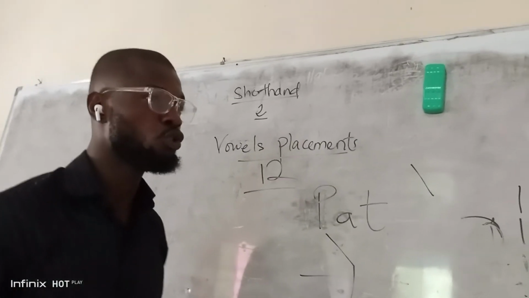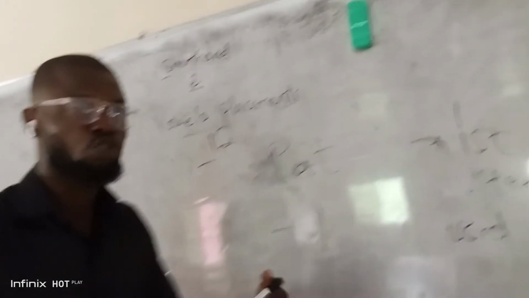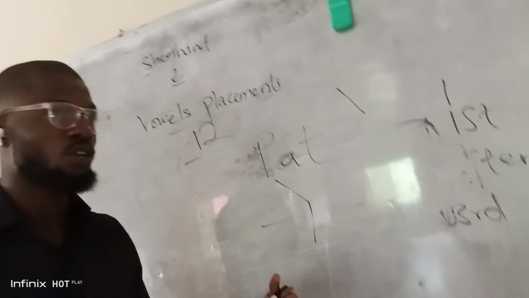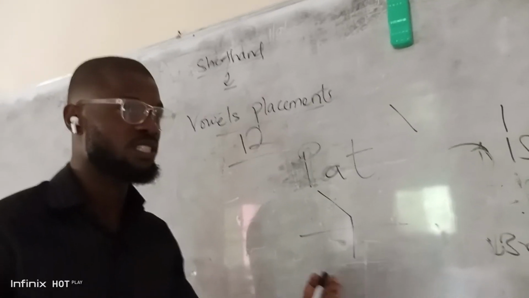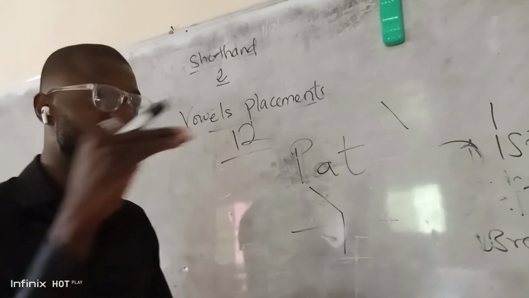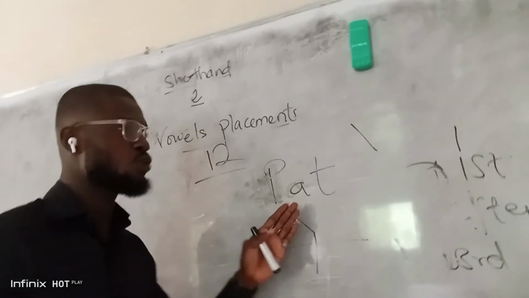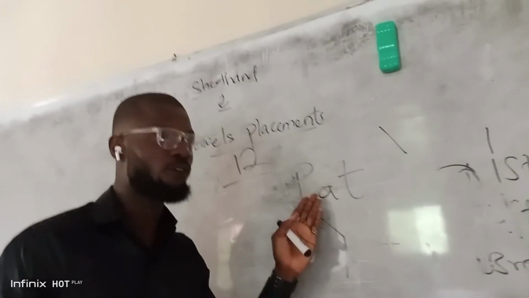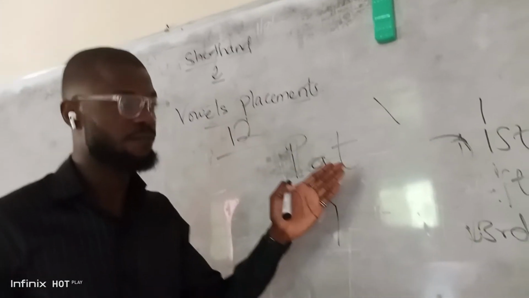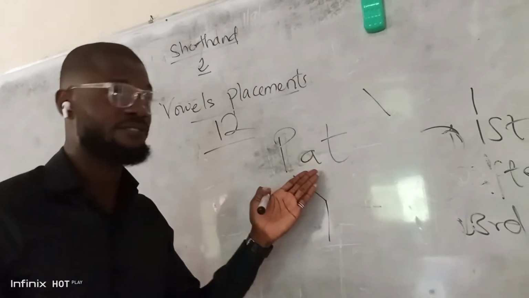First of all, you join your stroke. We did that last week. You would first of all join your P and your T before you place your vowel sound. Now, as we all see here, is the A coming before the P or after the P? Definitely, it's very clear and very obvious. It's coming after the P.